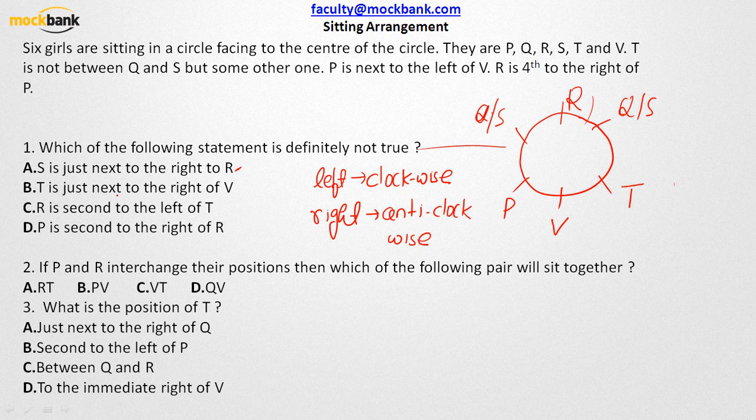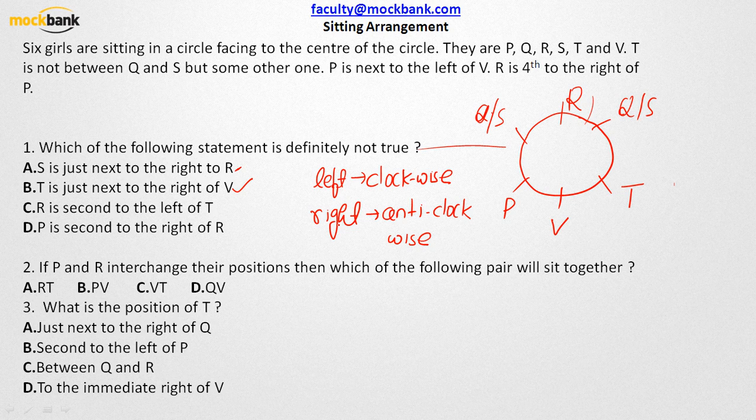T is just next to the right of V. So right is anti-clockwise. This is V, this is T. So T is in the anti-clockwise direction of V, or we could say that T is sitting right of V. That information is correct.